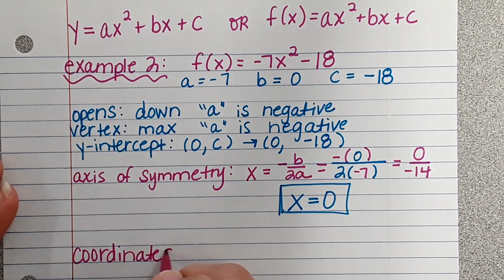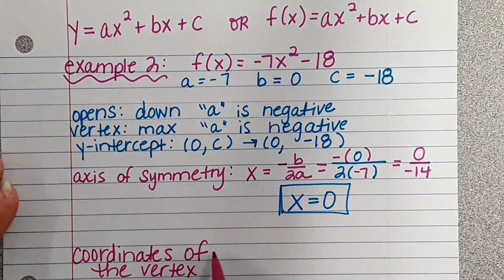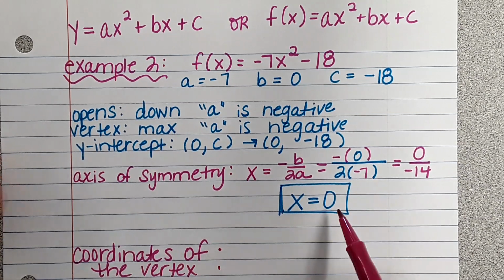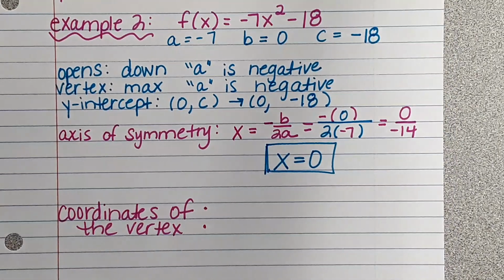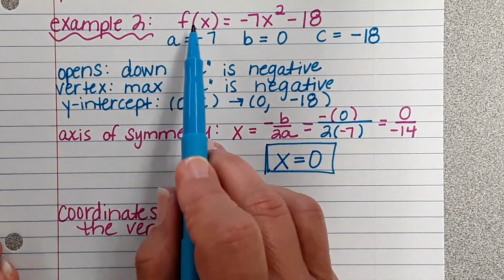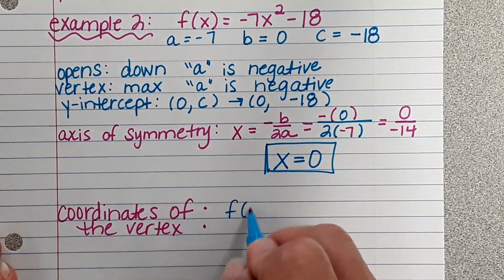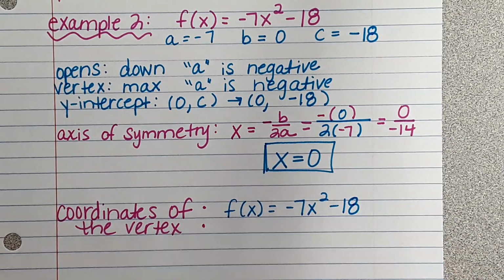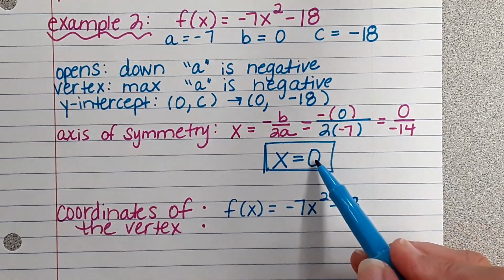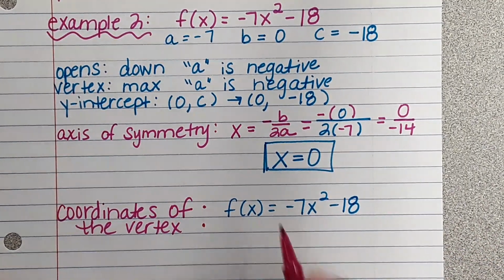And the last thing that we need to find are the coordinates of the vertex. To find the coordinates of the vertex, you're going to plug the axis of symmetry into your equation. And what I mean by that is my equation is what I gave you at the start. So f of x equals negative 7x squared minus 18. That's the problem that I gave you. To find the coordinates, you're going to take this number and replace x with it.